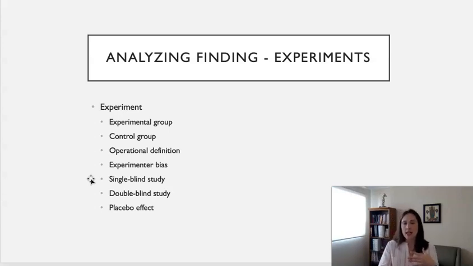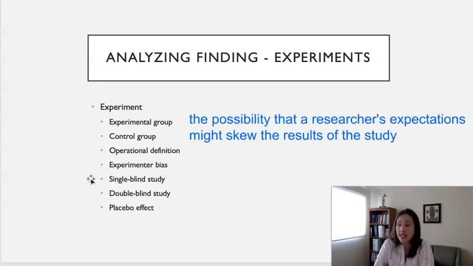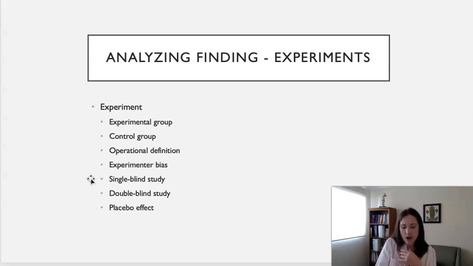And for this, there's a couple of types of bias you got to think about. Experimenter bias is when the experimenter is biased, unintentionally, potentially. It's the researcher's expectations might skew the results of the experiment. And so there are ways to mitigate experimenter bias.